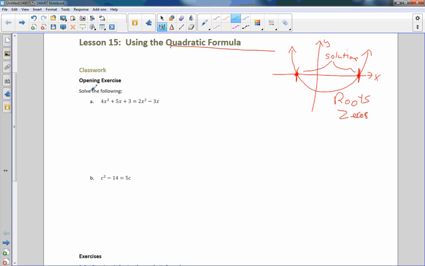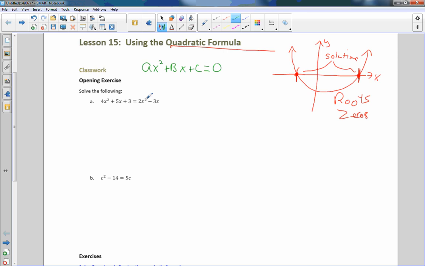Okay, so solve the following problem. The first step is we need to get this in standard form. And standard form is ax squared plus bx plus c equals 0, where a is the number in front of x squared, called the leading coefficient. B is the number in front of our linear term, x, or our coefficient b, and c is our constant, or our number without a variable. So the first thing I need to do is get it in this form.